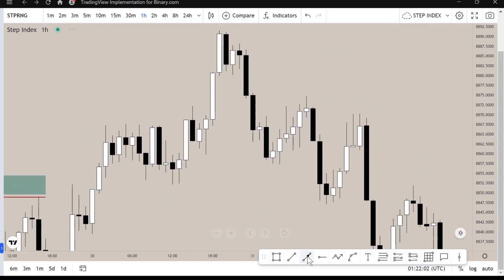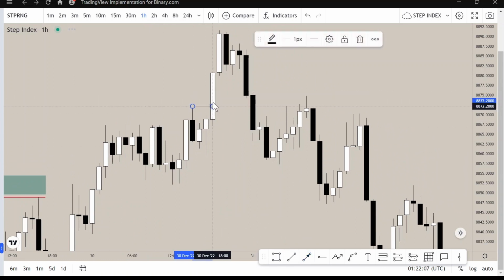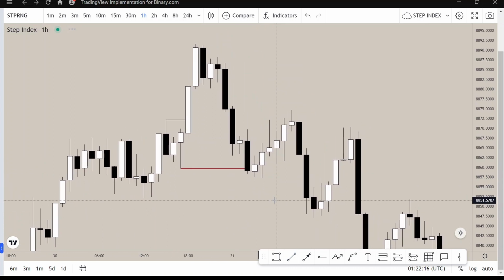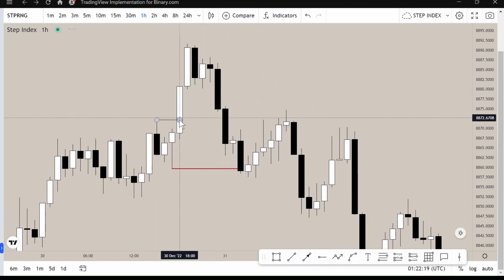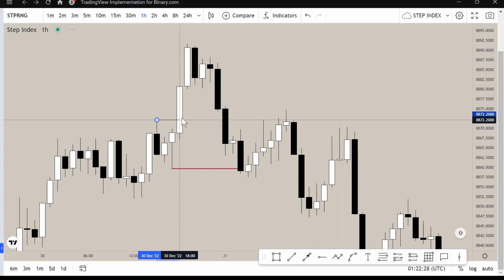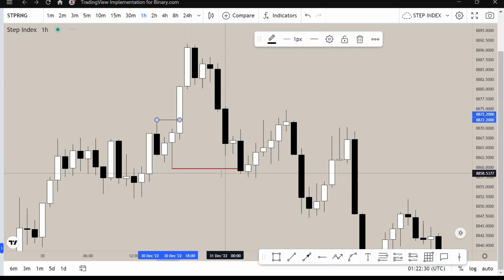Okay, let's look at this one. So we have manipulation of this high. We have a break of structure down here. Very good. So this is the type 1. You can see that we didn't get any reaction. We just broke through that level. So this was not resistance turned to support, so we don't have any MPL. This is just type 1. So manipulation here, break of structure here.